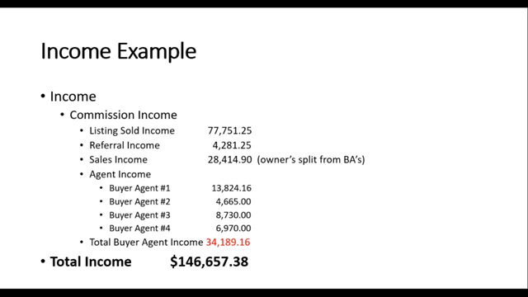So buyer agent number 1 is keeping $13,824, buyer agent number 2 is $46.65, and so on. And then you'll see at the bottom here, total buyer agent income, $34,189. That's the buyer agent split. That's the portion that the buyer agents on this team are keeping. So if you take the $34,189 plus the $28,414, what we see is on the buyer side of business for this particular team, they've brought in approximately $62,603.